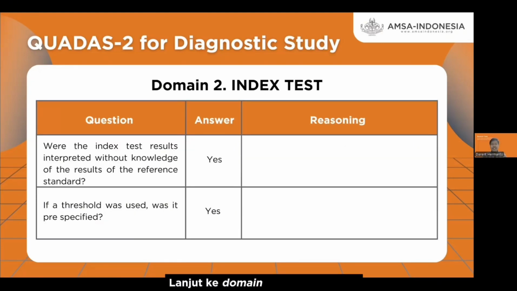Move on to the second domain, index test. Next, we examine the second domain. In this study, the index test results were interpreted without knowledge of the results of the reference standard, meeting the criteria for blinding. Additionally, for the second signaling question, we confirm that where a threshold was used, it was indeed pre-specified before the analysis began. Both of these factors indicate a low risk of bias regarding how the index test was conducted and interpreted.